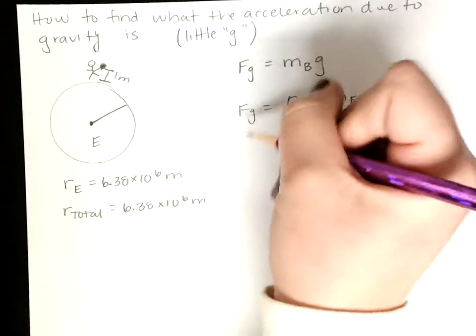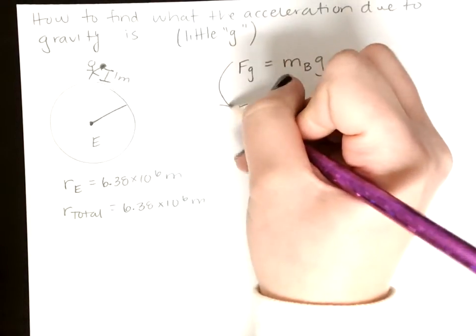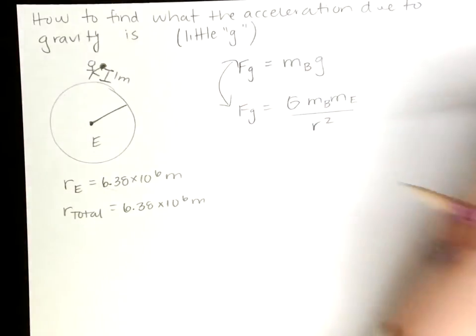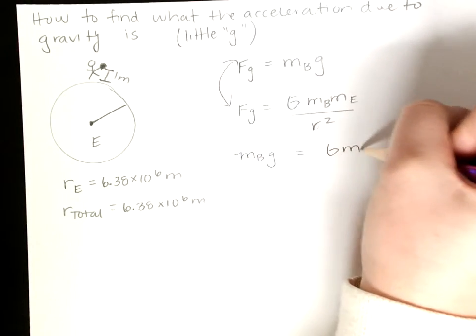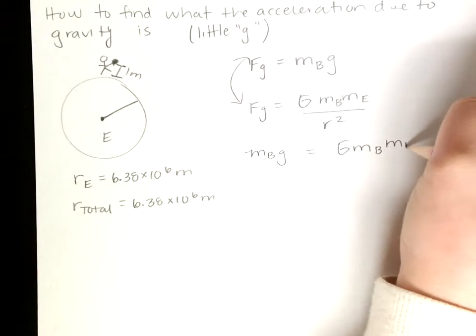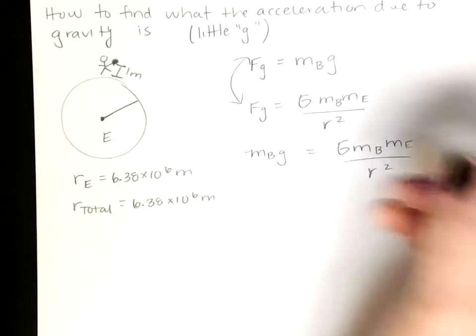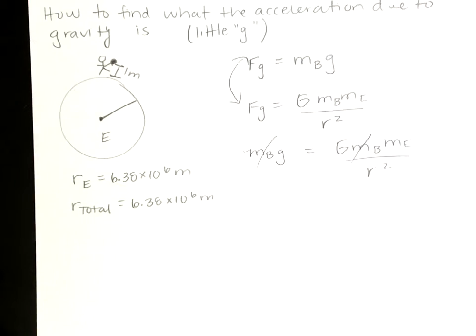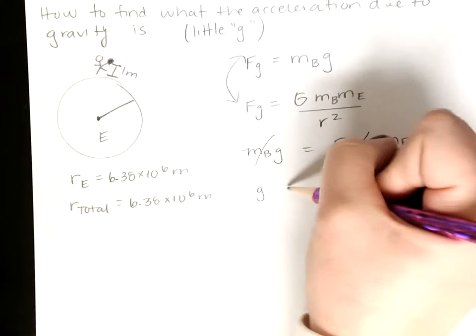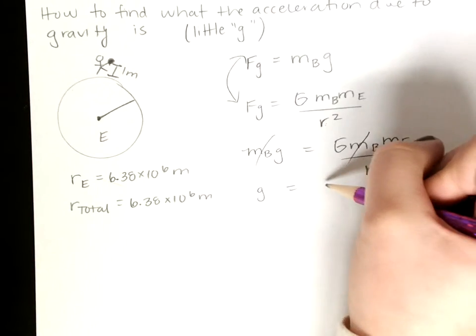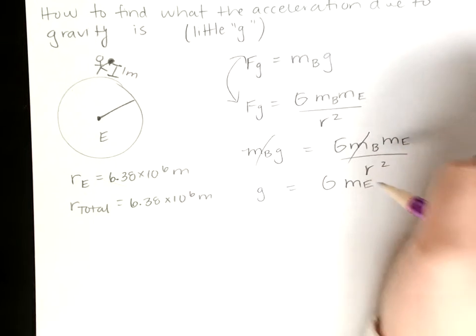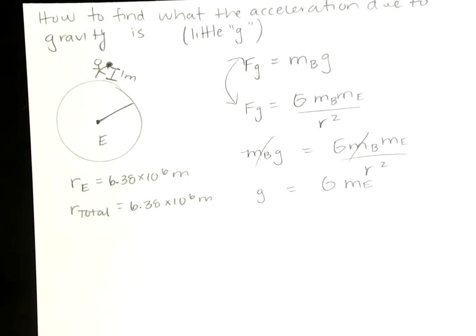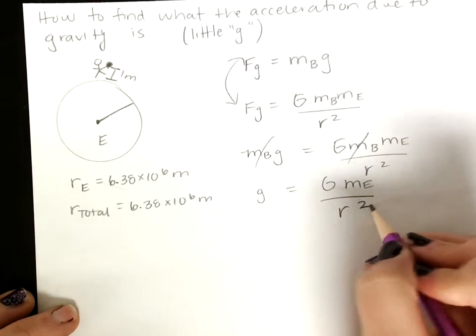Okay, so let's go ahead and set these two force equations equal to each other. We have mass of ball times gravity equals gravitational constant, mass of ball, mass of Earth, over r squared. Mass of ball cancels. You're left with g, the acceleration due to gravity, is G m Earth over r squared.